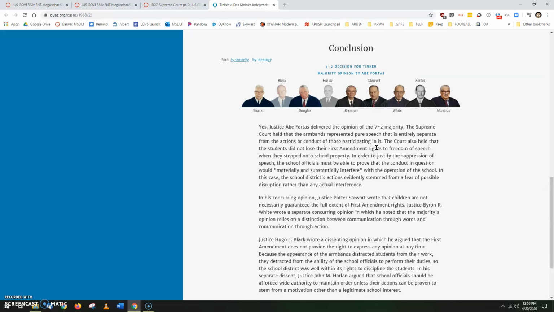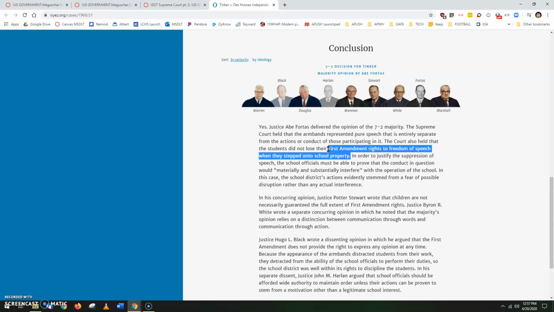The court also held that the students did not lose their First Amendment rights to freedom of speech when they stepped onto school property. So just because you enter onto school property does not mean that your free speech can be restricted. Now, there are certain things that are restricted, right? Students can't necessarily wear a t-shirt to school that has a big pot leaf on it, okay? And the whole idea is that the speech itself cannot be disruptive to the learning environment. That's going to be the key.